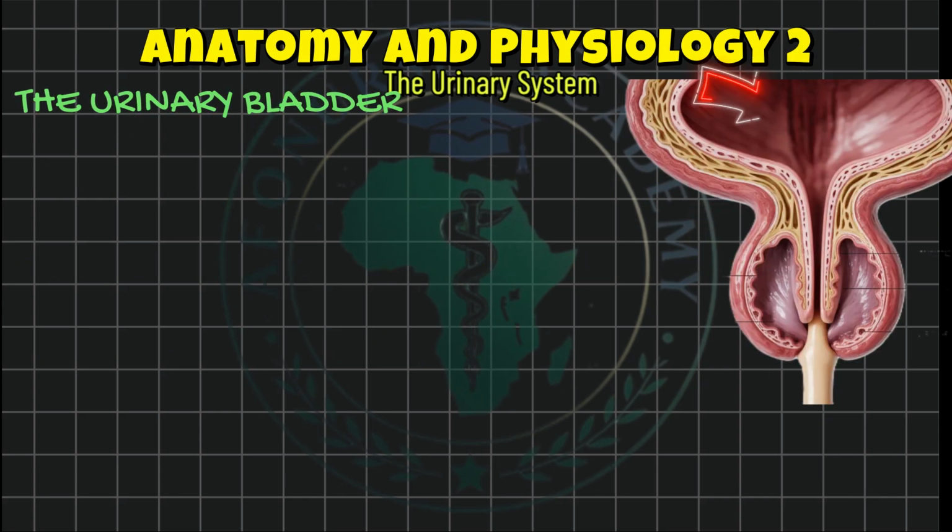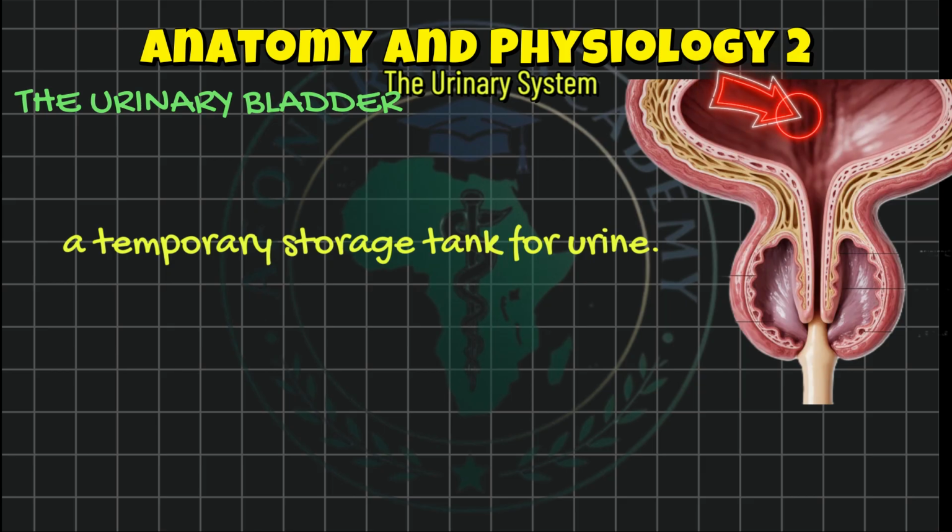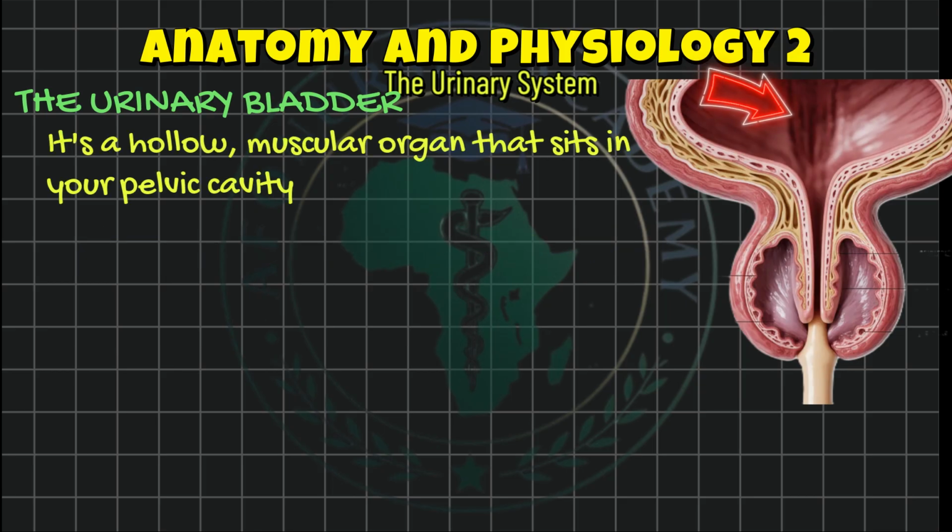Next up is the urinary bladder, and this organ is basically a temporary storage tank for urine. It's a hollow, muscular organ that sits in your pelvic cavity. When it's empty, the bladder is quite small and its walls are thick and folded. But as it fills with urine, it can expand significantly.